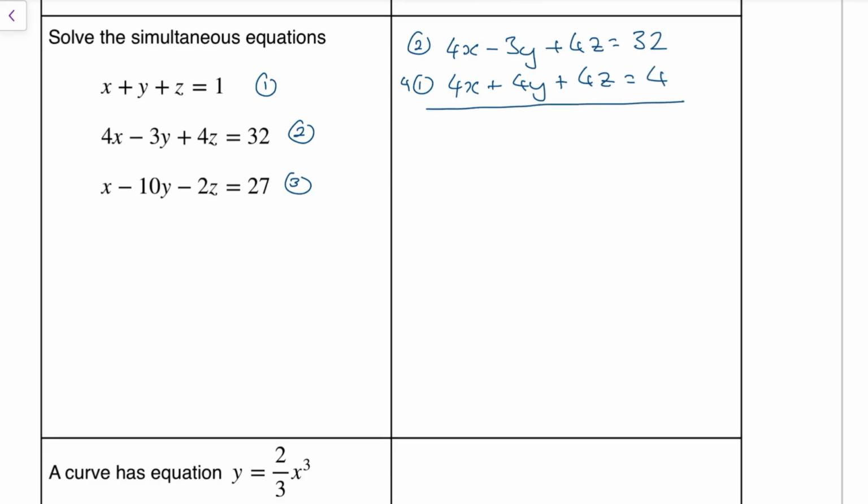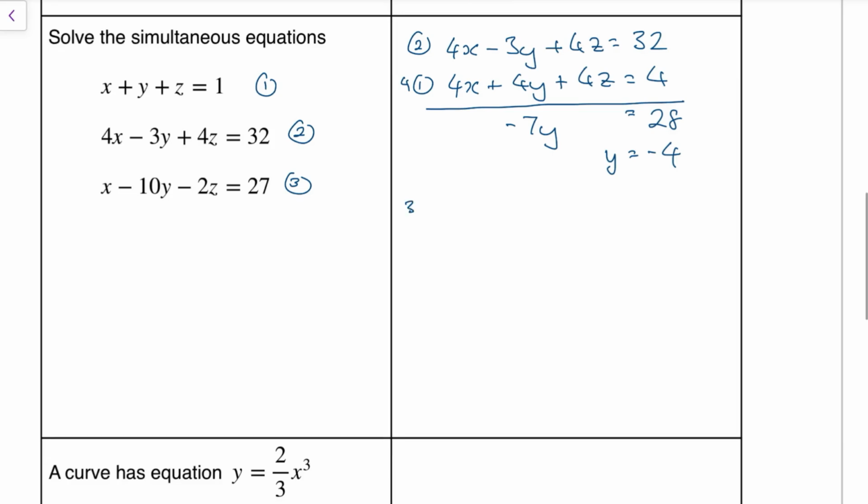So -3 minus 4 is -7y. 4 minus 4, oh, okay, that actually makes this a bit easier. 4z minus 4z, the z's go away. And 32 minus 4 is 28, which actually really quickly, I hadn't noticed when I was doing it, gives y equals -4. That's actually made this whole exercise a lot easier, hasn't it?